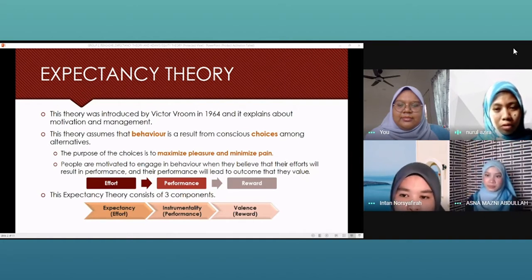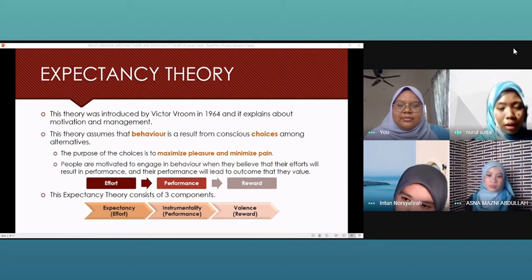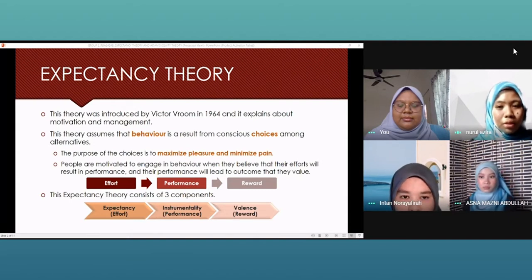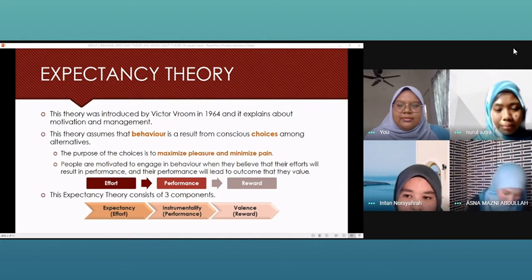Vroom suggests that the relationship between people's behavior at work and their goals is related and the performance of a worker is influenced by individual factors such as personality, skills, knowledge, experience, and abilities.